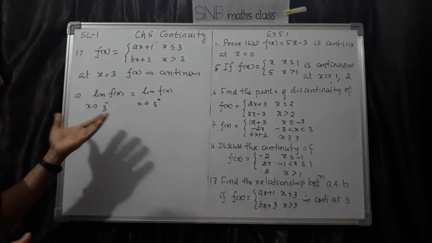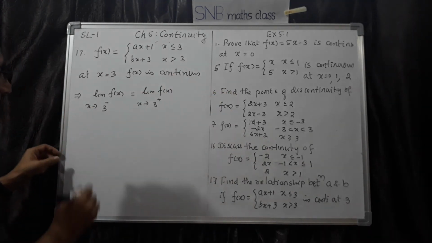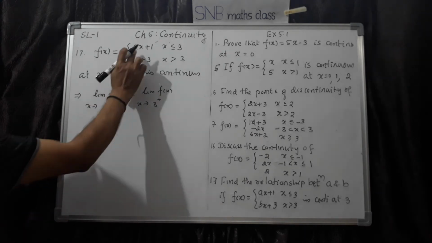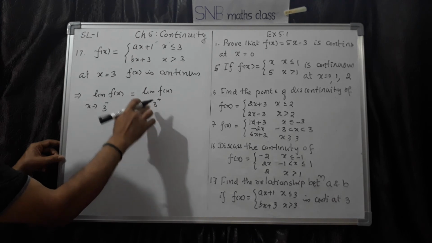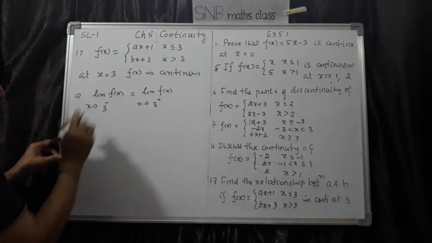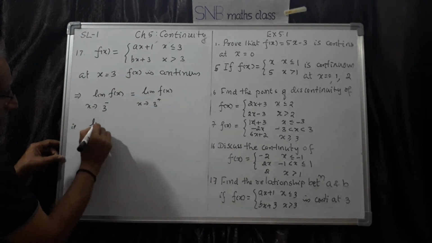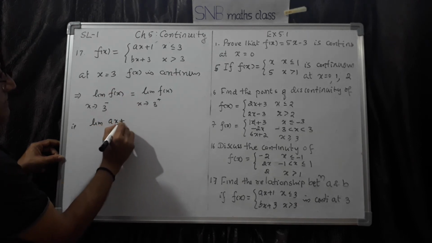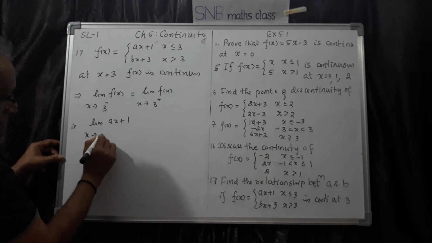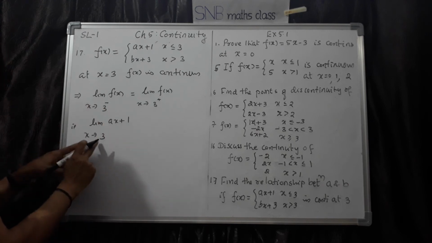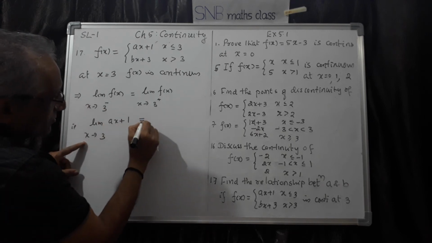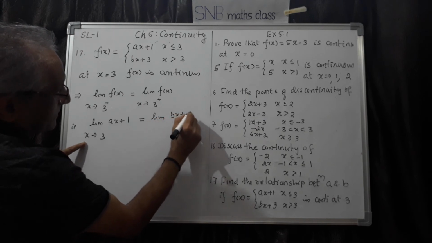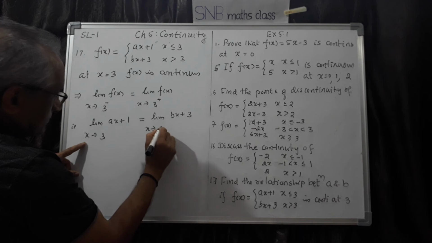So left hand limit equals right hand limit, otherwise it cannot be continuous. Therefore, 3 minus means what? It is less than 3. What is the function? This is the function. 3 plus means what? More than 3. What is the function? This is the function. Therefore, what do I have to do? That is, limit of f of x, this is ax plus 1, as x tends to 3. I need not write 3 minus; I have to write x tends to 3. This should be equal to limit of bx plus 3 as x tends to 3.